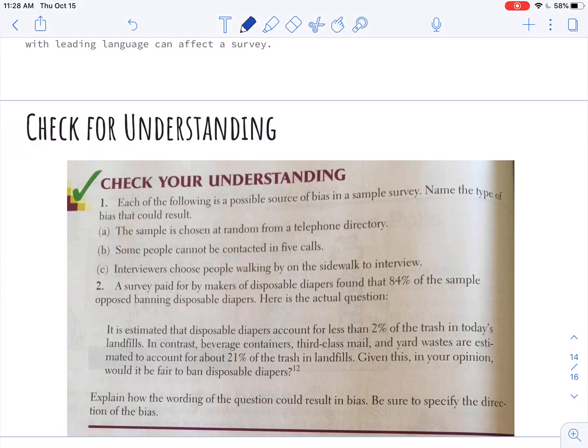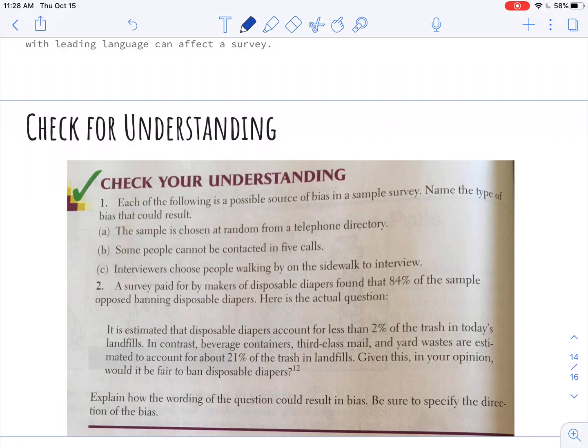All right, so check for understanding. Each of the following is a possible source of bias in a sample survey. Name the type of bias that could result. So the sample is chosen at random from a telephone directory. Telephone directories are optional. My entire life growing up, my mom didn't have our phone number in the telephone directory. So you're underrepresenting the population because you only have people A, who have phones, and then B, people who are willing to list their name in the phone book.